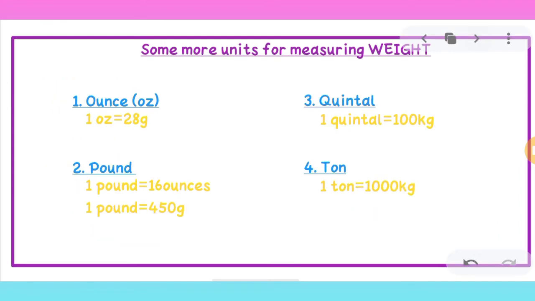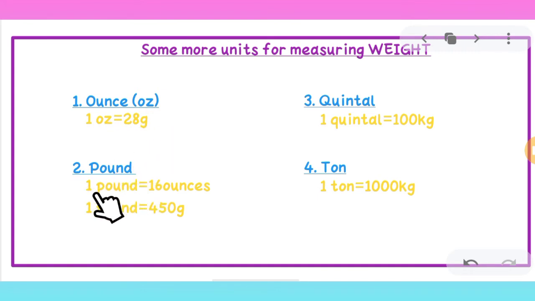Next we will see some more units for measuring weight. The first is your ounce. Ounce is represented by OZ. Now 1 OZ is equal to 28 grams. This unit is generally not used in India, but outside India we can hear about these measurement units. So 1 ounce is equal to 28 grams.